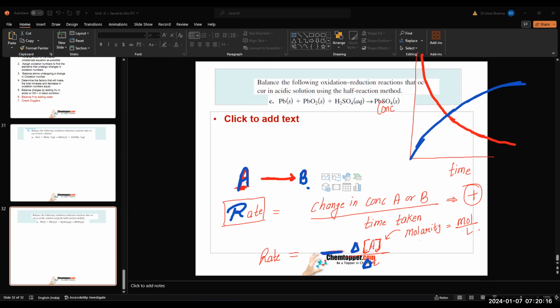So this is rate. What are the units of rate, children? Units of rate. Numerator is molarity. Denominator is seconds. So the units of rate is always molarity per second.